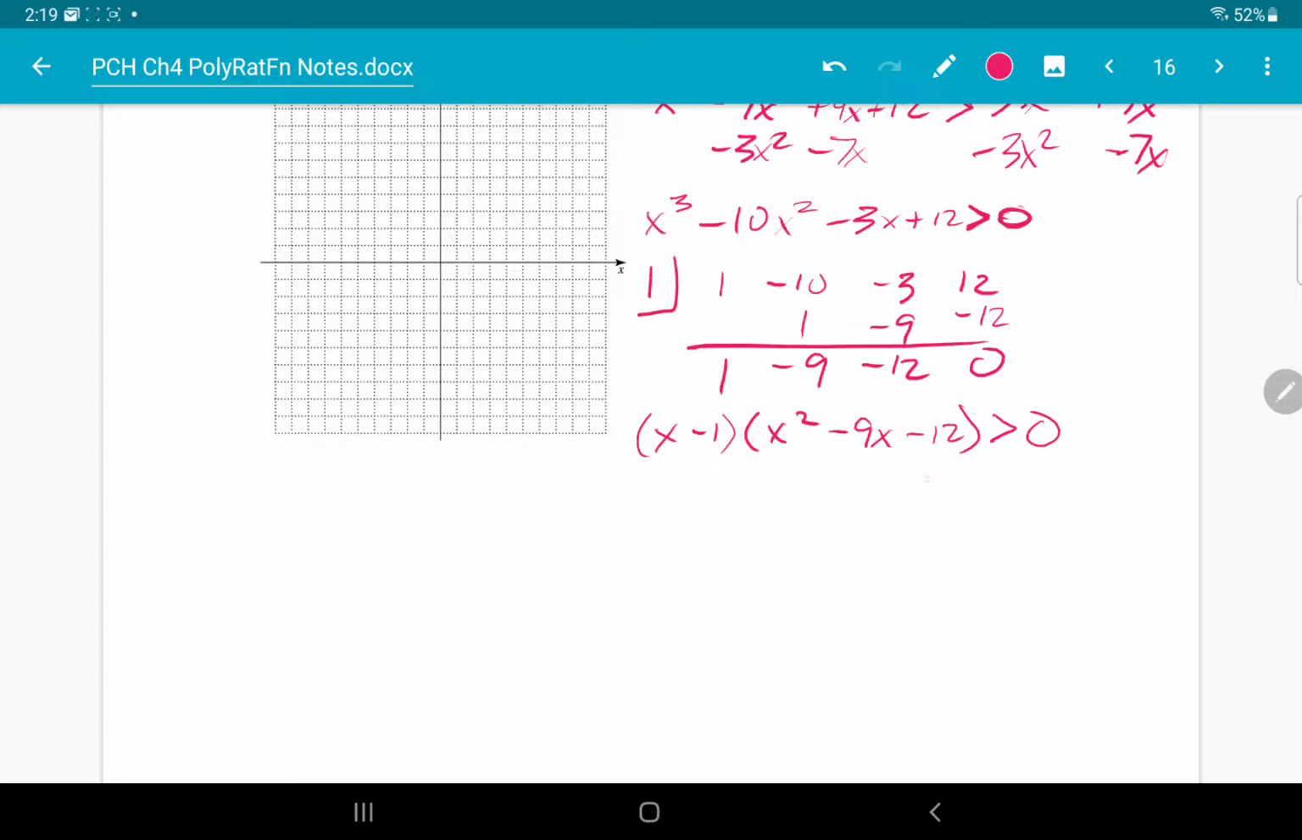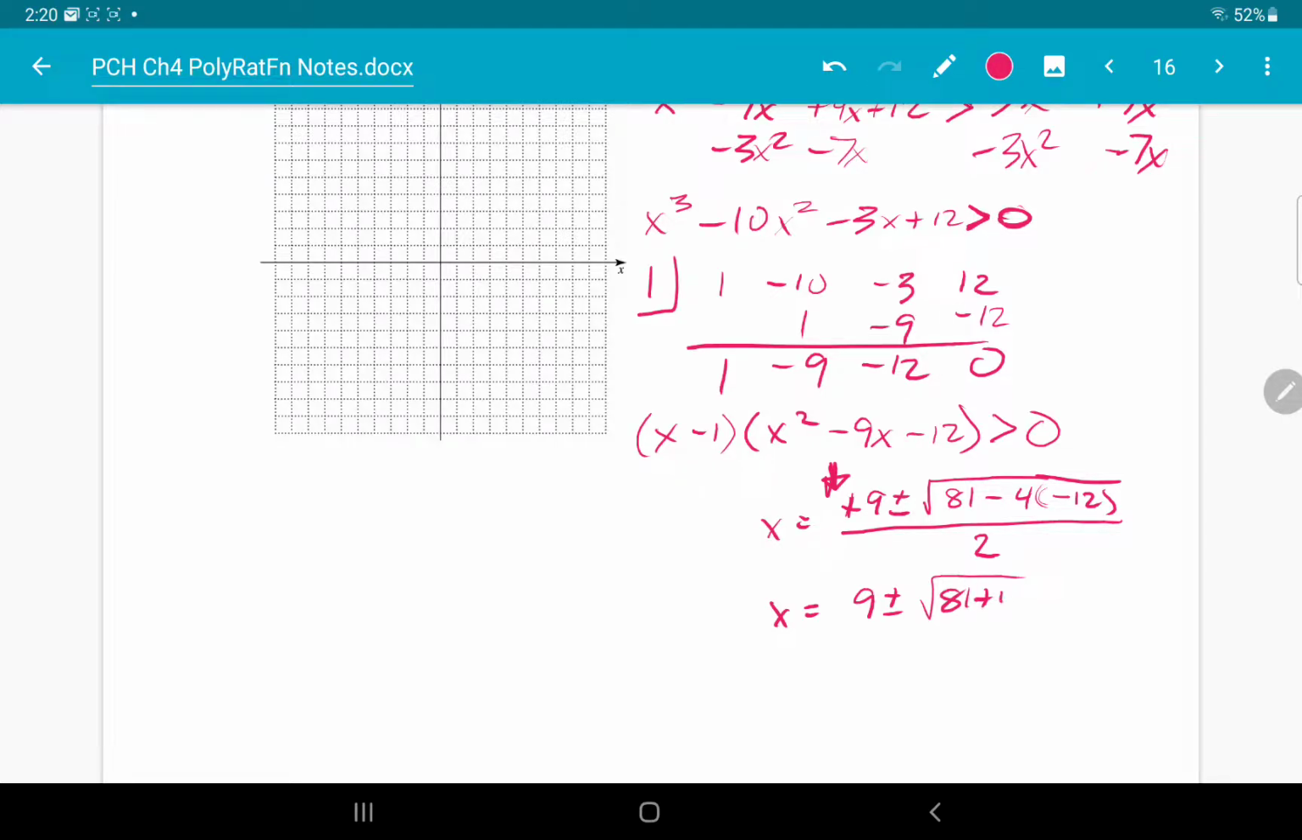12, what do we have? 1 and 12, 3 and 4, 2 and 6. I don't think we can get 9. All right, so that means we have to resort to the quadratic formula. So x is equal to negative b plus or minus the square root of b squared minus 4ac, negative 12, all over 2a. Okay, so we're going to get x is equal to 9 plus or minus the root of 81 plus 48, all over 2.